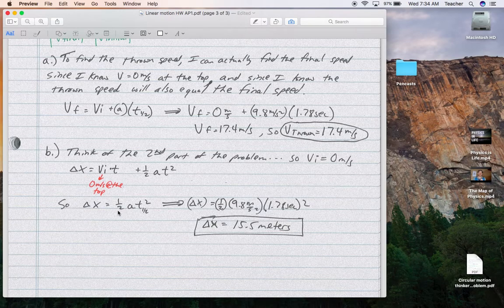And so I have 0 times t plus one-half a t one-half squared, because it's only falling from the maximum height for 1.78 seconds. So that'll let me know its maximum height from the point where it's at its peak when it's coming down for 1.78 seconds, and that's about 15.5 meters. If you use the whole time up here, notice this would get you 4 times the distance, so that's about 62 meters.